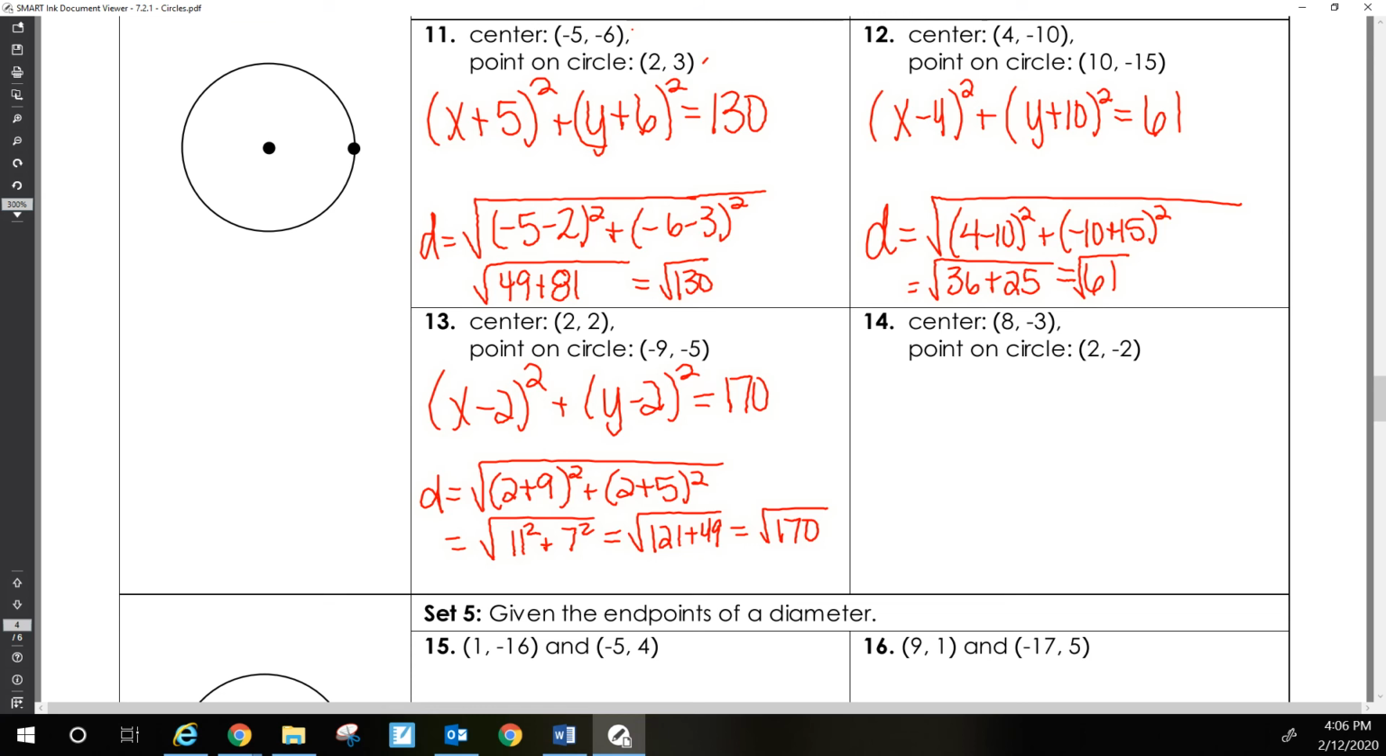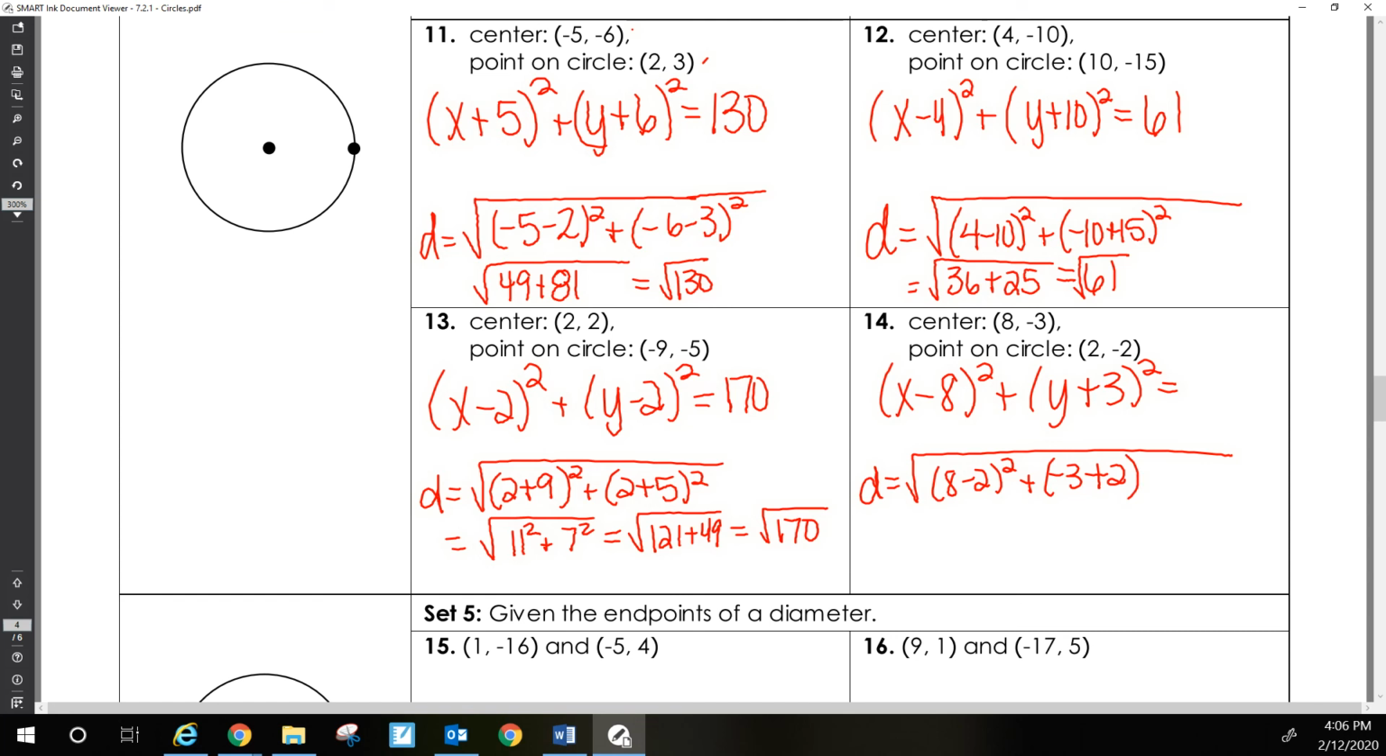All right, last one for this video. Center is at 8, -3, so it's going to be x minus 8 squared plus y minus a minus 3, which is y plus 3 squared. We'll do the distance formula to find our radius. That's going to be 8 minus 2 squared plus negative 3 minus a minus 2, so that becomes positive 2 squared. 8 minus 2 is 6 squared. Negative 3 plus 2 is negative 1 squared. That's going to be the square root of 36 plus 1, or the square root of 37. That's my radius. Radius squared goes here, so that's going to be 37.